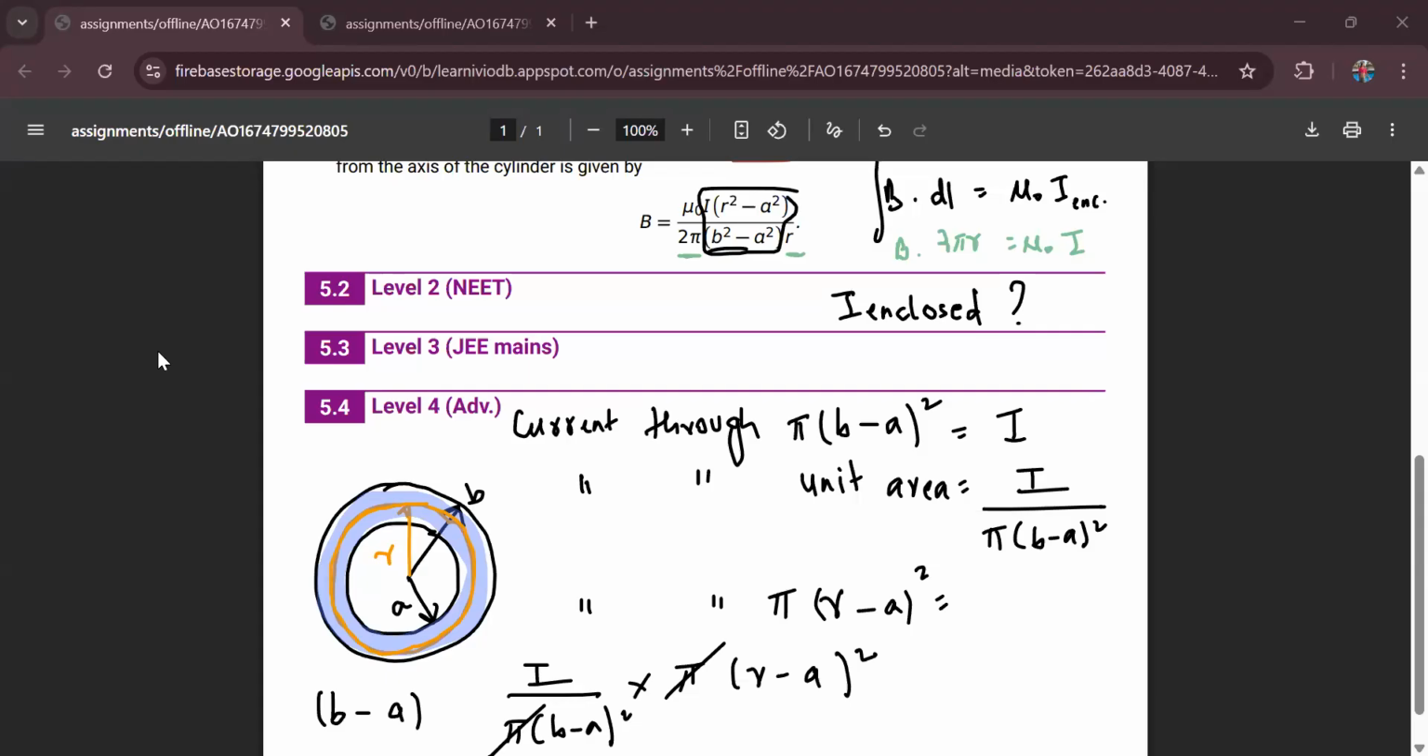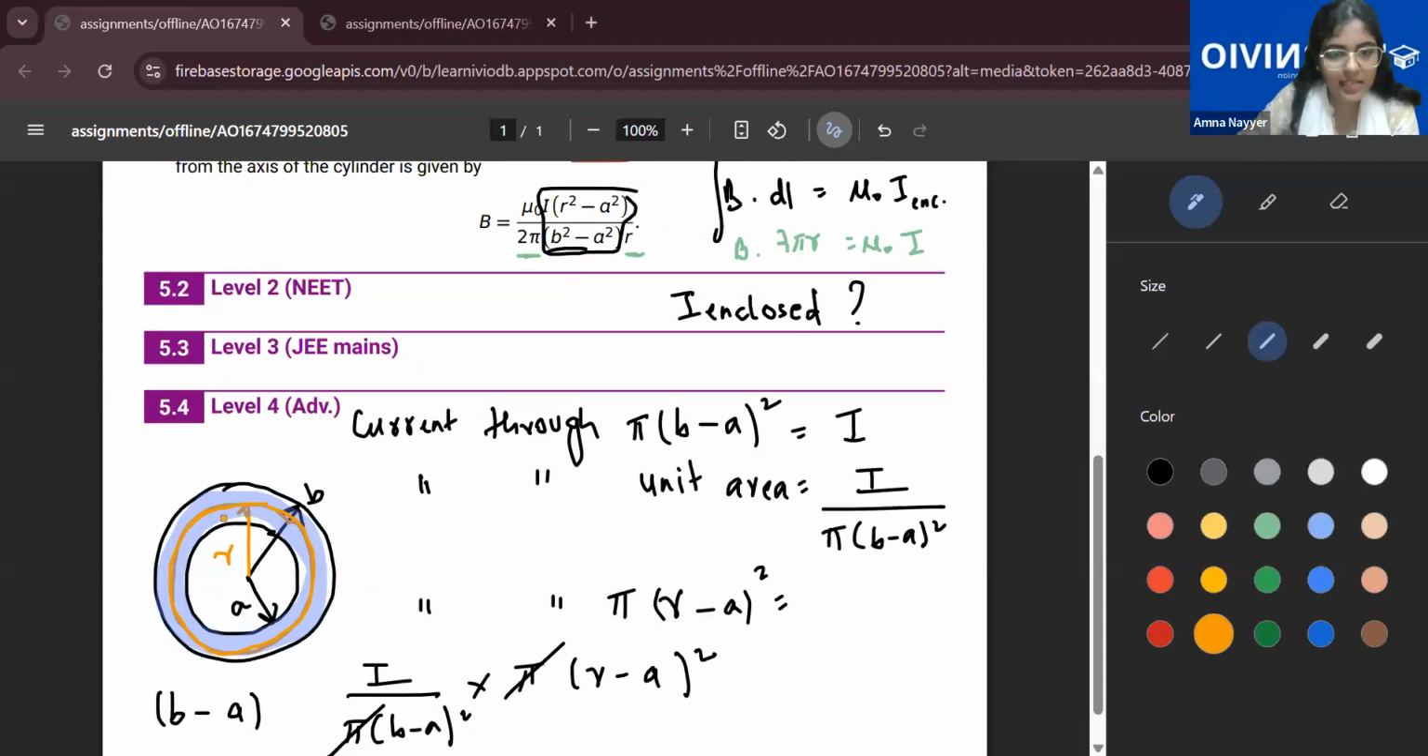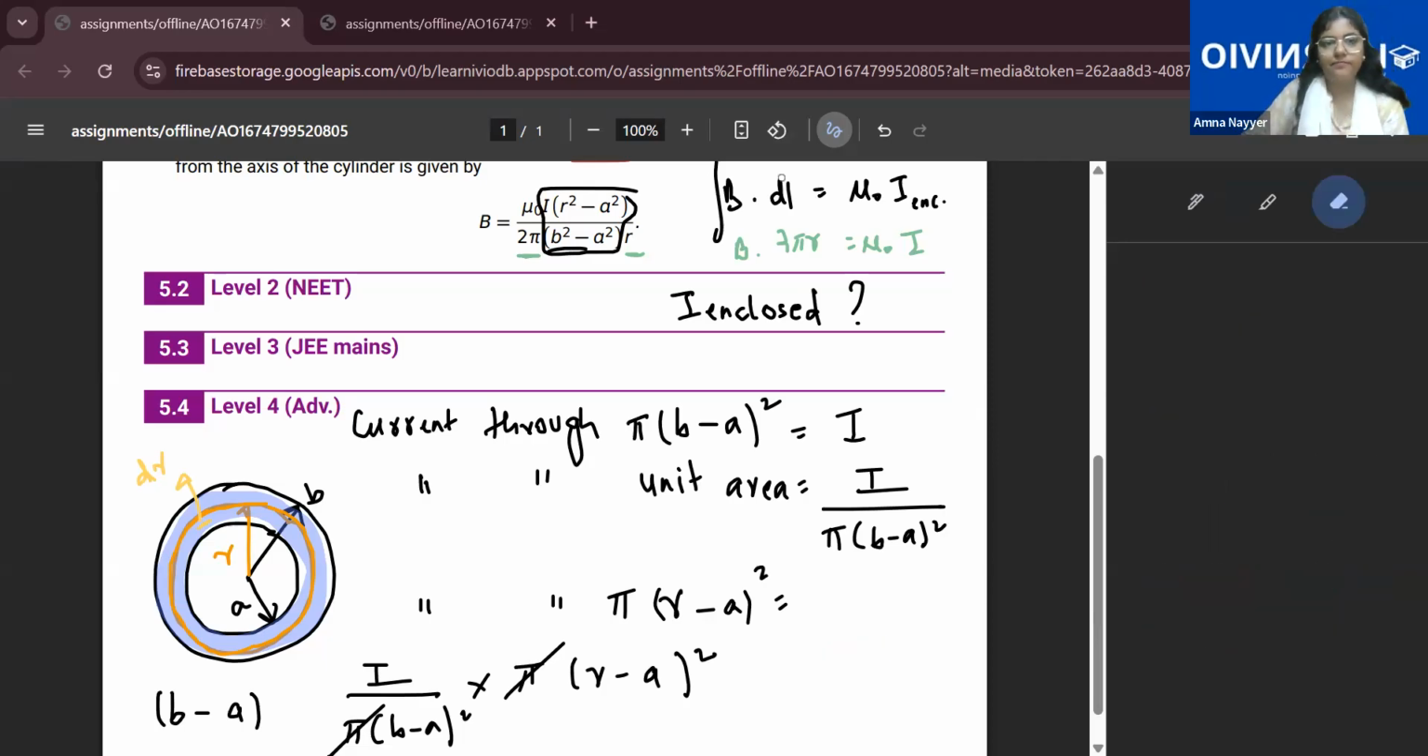Ma'am, in the question, it's given as r square minus a square, but in our answer, it's r minus a the whole square, right? See, that can be solved if we take a very small length, let's say dr, a very, very thin section over here. Then you integrate that. When you put the limits from a to r, it will come exactly the same, because when you have r and integrate it, it will become r square. So regardless of limits, it will be the same. Okay, okay, ma'am.